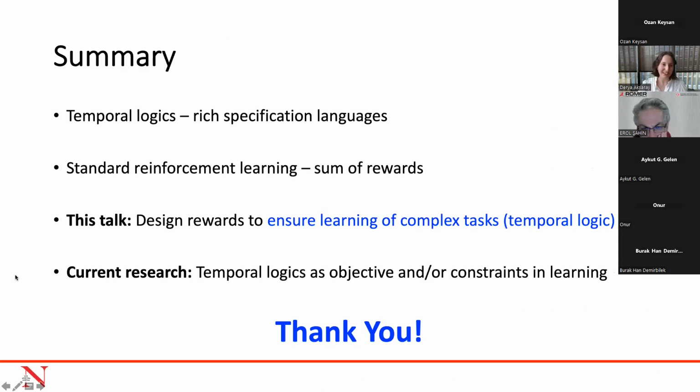So overall, temporal logics are, as you see, rich specification languages, and I use these temporal logics in the reinforcement learning domain. The standard reinforcement learning is through sum of rewards, but in this talk, I showed you how we can design rewards in a way that we can ensure the learning of the complex tasks. And again, overall, I'm very interested in bringing these complex objectives and constraints into the learning problem. Here we are using Q-learning, but I am also interested in other learning algorithms and how to provide formal guarantees with these learning algorithms.